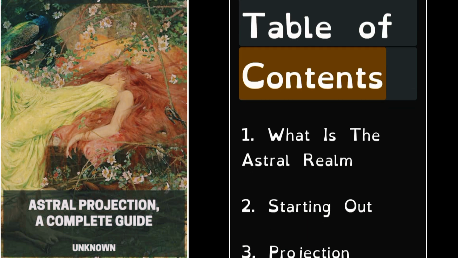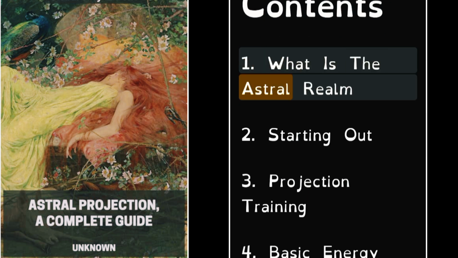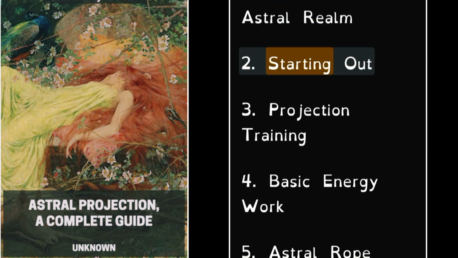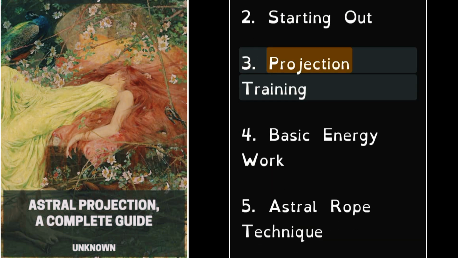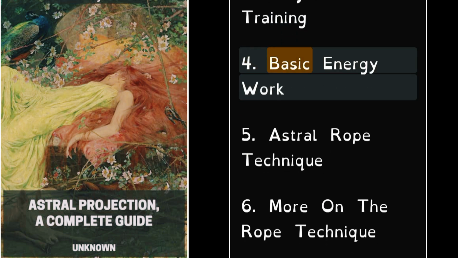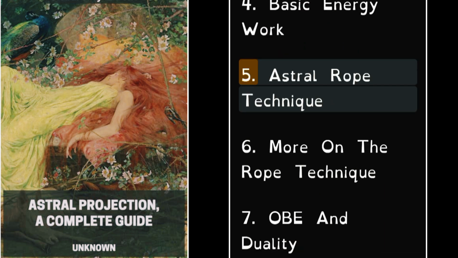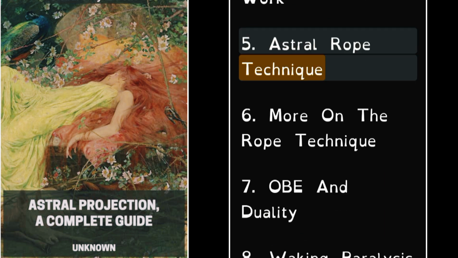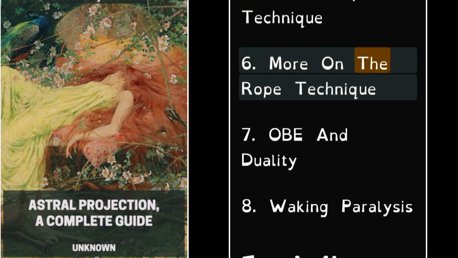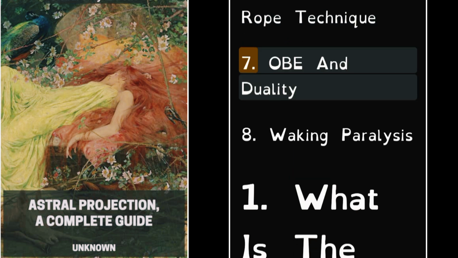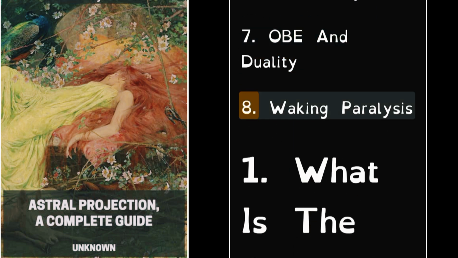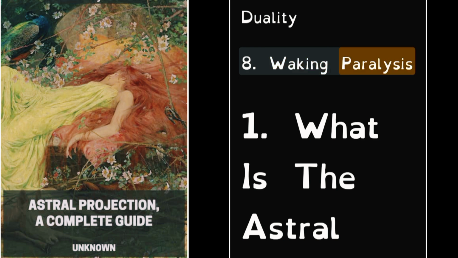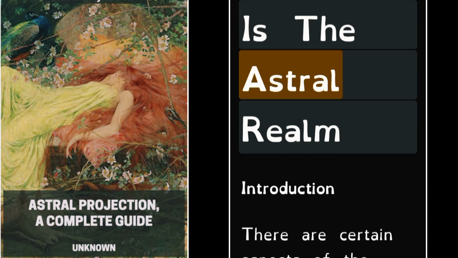Table of contents. 1. What is the astral realm? 2. Starting out. 3. Projection training. 4. Basic energy work. 5. Astral rope technique. 6. More on the rope technique. 7. OBE and duality. 8. Waking paralysis.